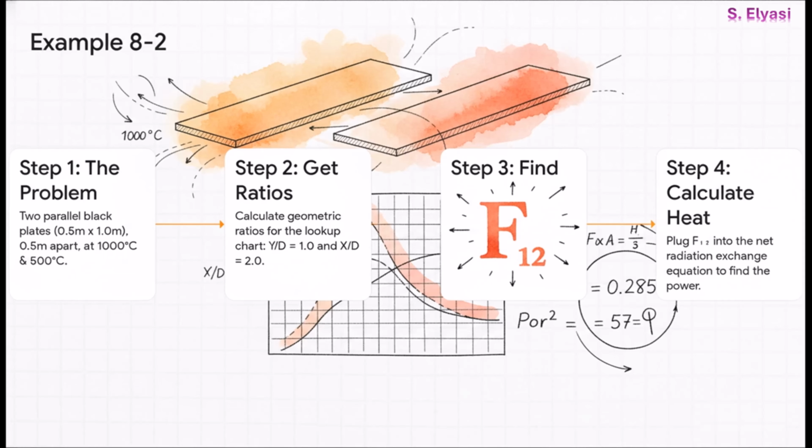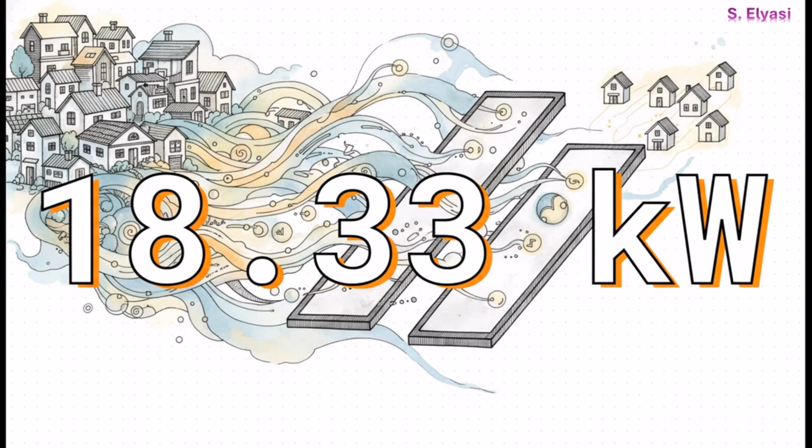So step 1, we calculate our dimensionless ratios based on the side lengths and the distance between them. Step 2, we take those ratios to a pre-calculated chart and find our shape factor, which turns out to be 0.285. All that means is that 28.5% of the energy leaving plate 1 goes and hits plate 2 directly. Finally, we plug that shape factor into the main equation for radiation heat exchange. And what do we get? The answer is 18.33 kilowatts.